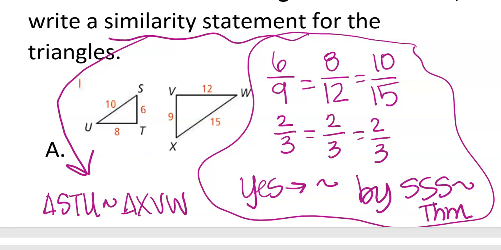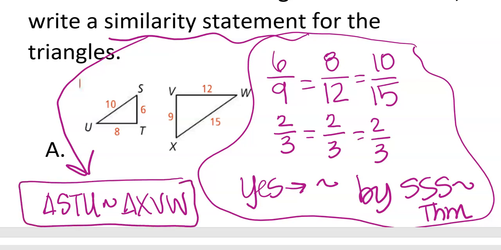You cannot just do random letter order. They have to match. So ST should be the same length, or not same length, but similar length as the side that is the first two letters, XV. So you do need that as well. If they don't give you letters, then you can just say yes or no.